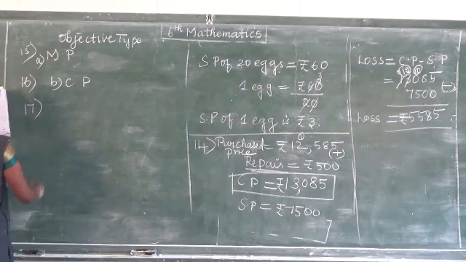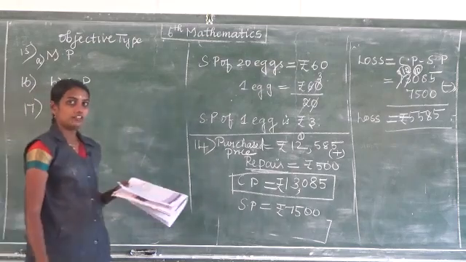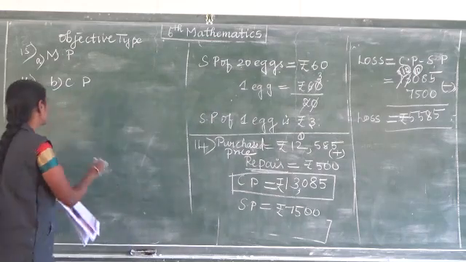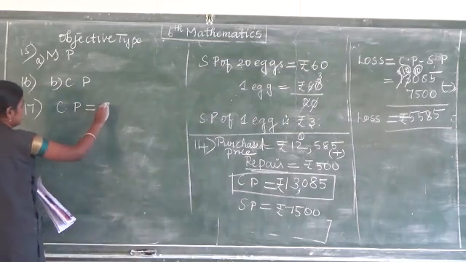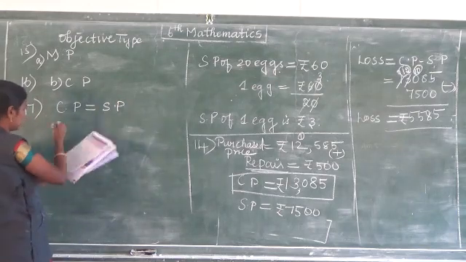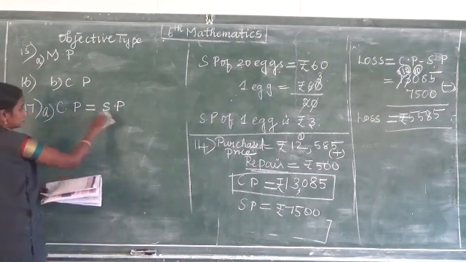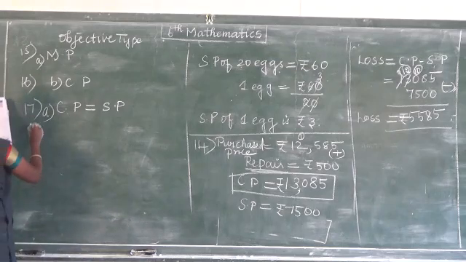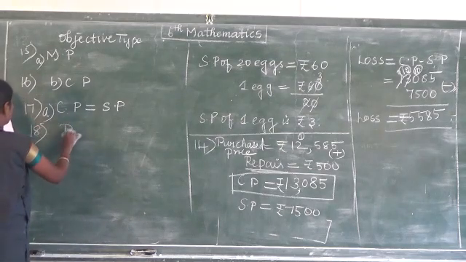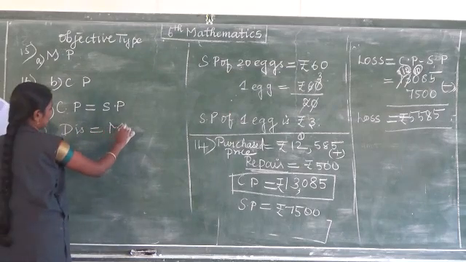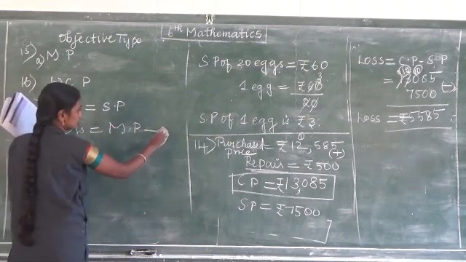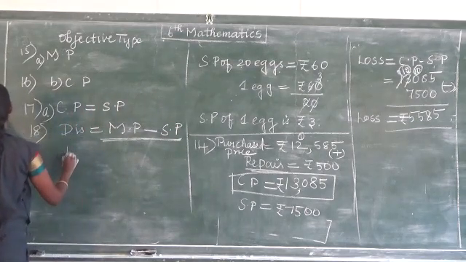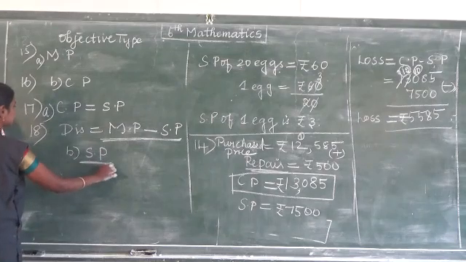Then 17, there is no profit or loss. When will we not get the profit or loss? When do we have the selling price and cost price equal? So the option A. Cost price and selling price being equal means you will not get the profit, you will not get the loss also. Then discount formula, marked price minus selling price, answer option B.